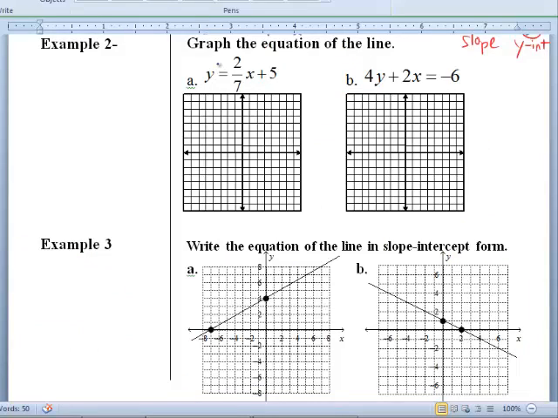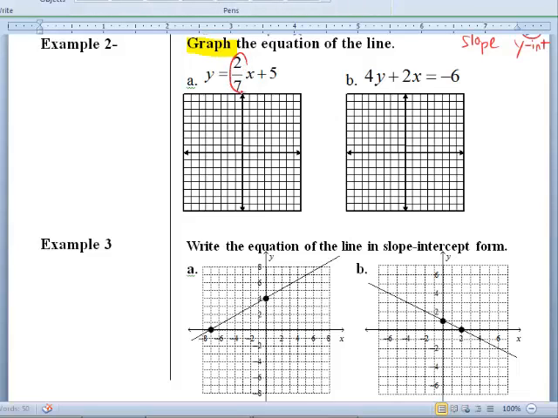Next, example 2 says graph the equation of the line. We actually want to graph this. Make sure you read your directions so we know what's going on. Sometimes on tests it says graph the equation of the line. People might solve it for y, but then not actually graph it. Read your directions. So I have y equals 2 over 7x plus 5.